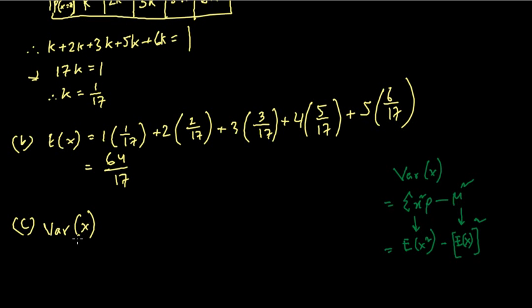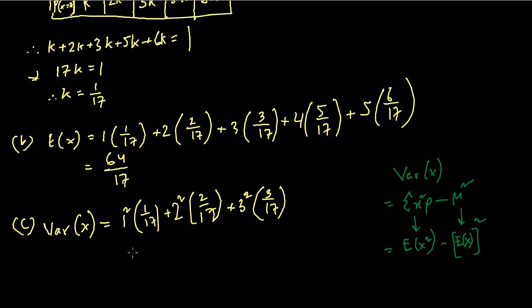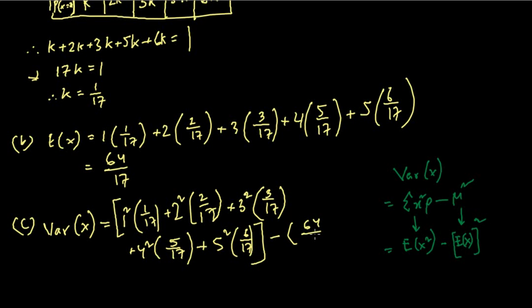So let's write it down. Variance of x equals, so data squared, 1 squared into probability is 1 by 17, plus 2 squared, probability is 2 by 17, plus 3 squared, it would be 3 by 17, plus 4 squared, that would be 5 by 17, plus 5 squared, that would be 6 by 17, and remember, minus mu squared, so that would be minus 64 by 17 whole squared. Okay, so let's do the calculation.